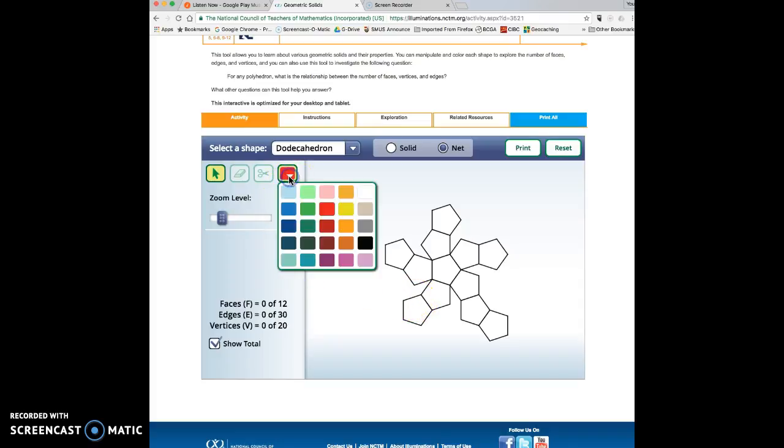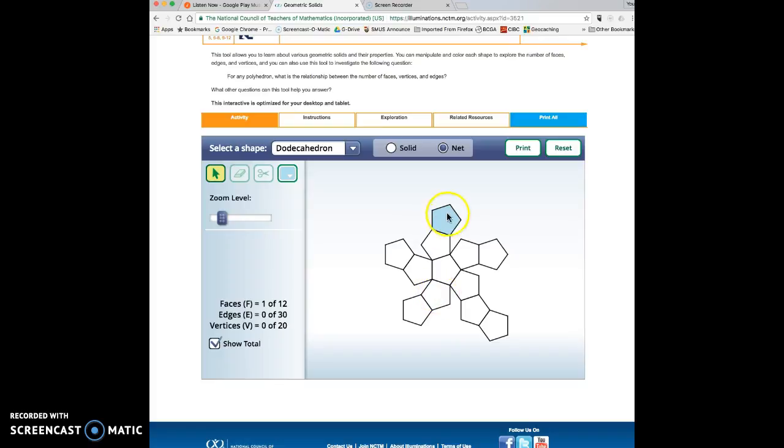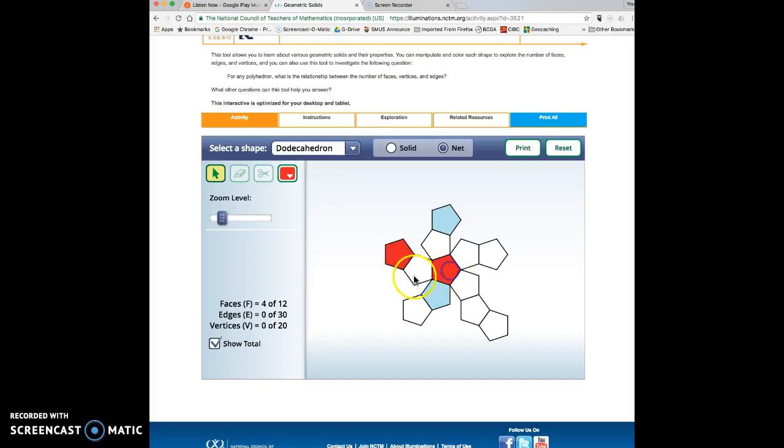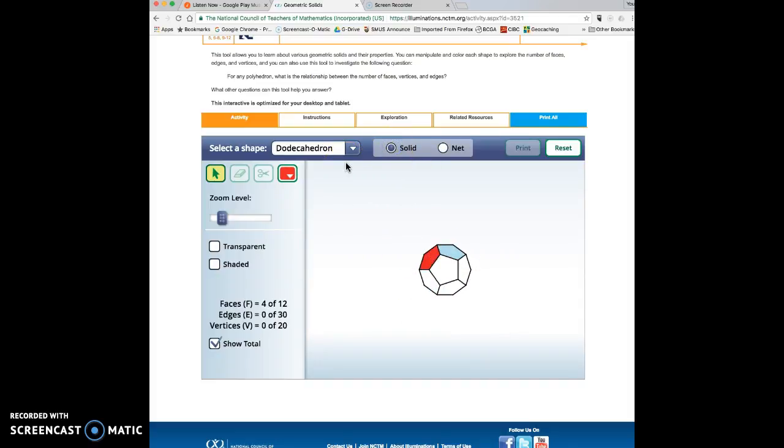You could color these sides. So for example, we could try to guess which sides are going to be opposite and color them with different colors. And then when we put it back together into a solid, did we get it quite right? Not quite. Okay, so you can play around with that. If you look over here, you can see the number of faces is 12. I've colored 4 out of 12. The edges are 30, so there are 30 lines, and those lines come together at 20 points. We can also zoom in with this. So I'm going to put the link to this on Google Classroom. You should have a pretty good idea of how these shapes look now.